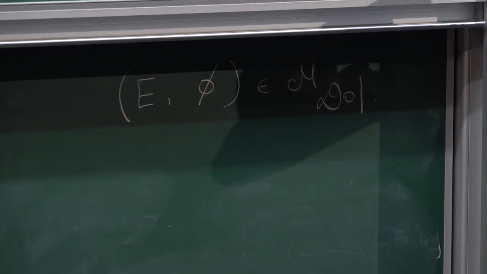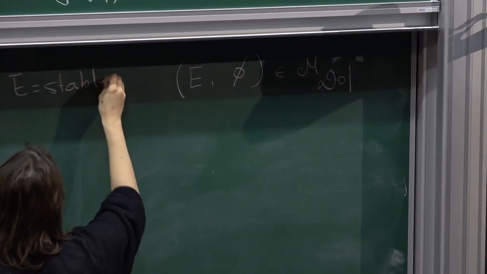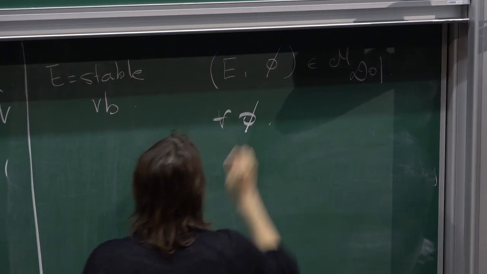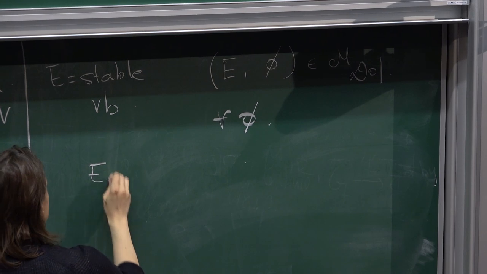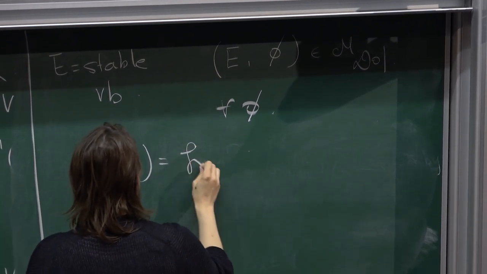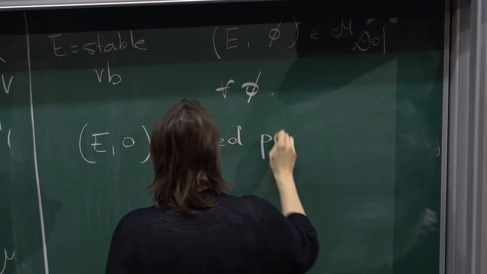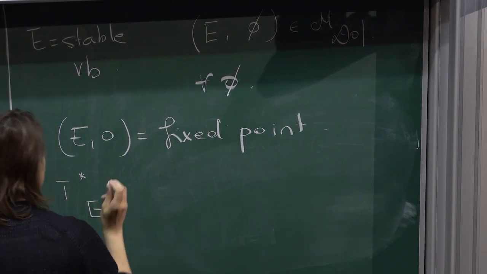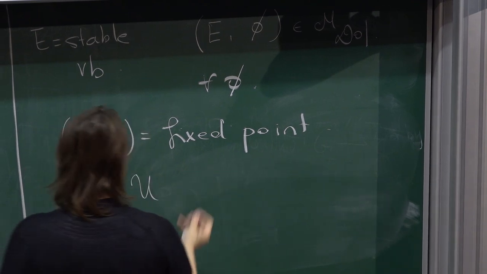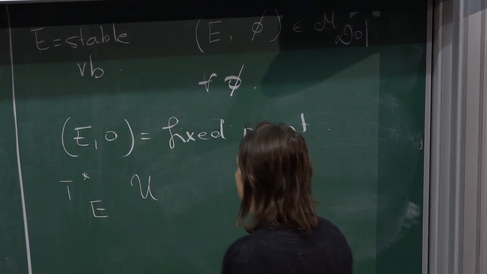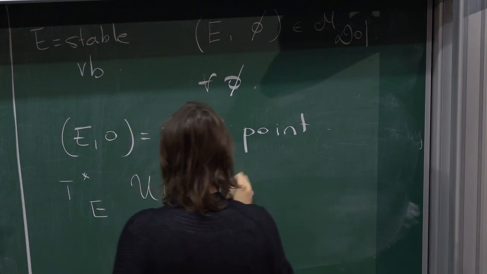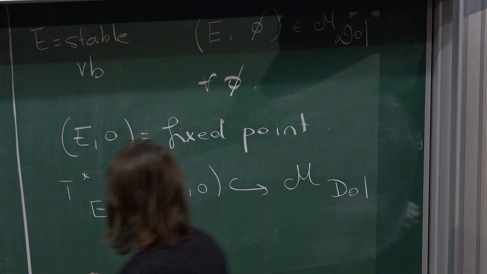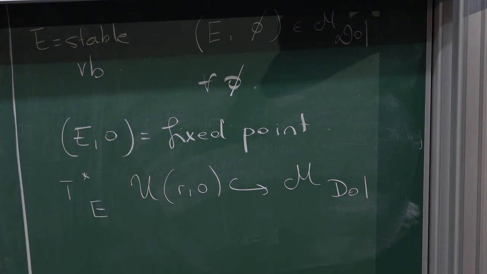So if E is just a stable vector bundle, then this is a stable Higgs field for any phi. And (E, 0) is the fixed point. But you have the cotangent fiber of E over the moduli space of stable vector bundles of rank r and degree 0 that is contained in the Dolbeault. And it's a Lagrangian. So this will be the corresponding Lagrangian.